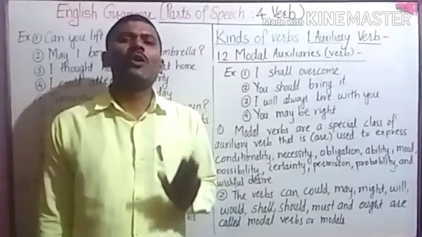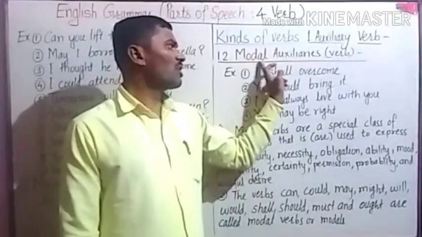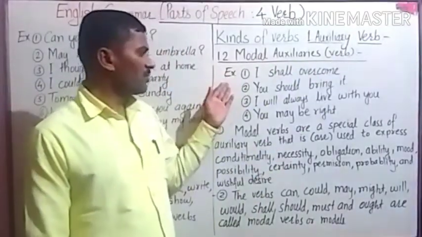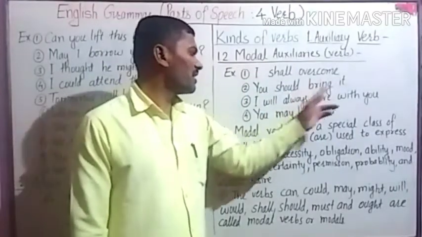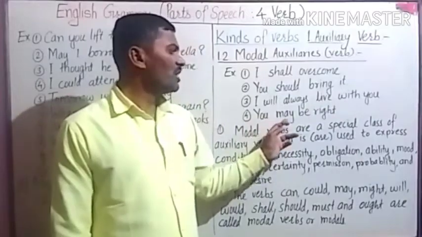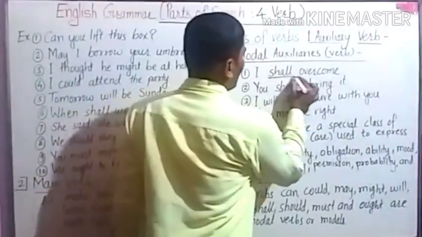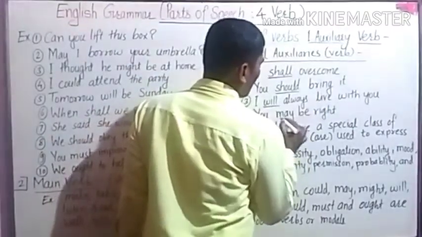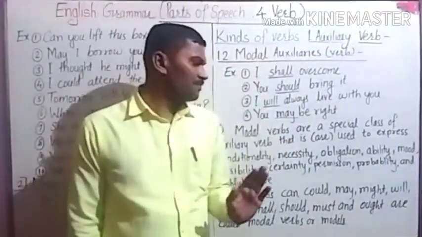Second kind of auxiliary, modal auxiliaries or modal verbs. Example, I shall overcome. You should bring it. I will always live with you. You may be right. In these sentences, shall, should, will, may, these are modal auxiliaries.